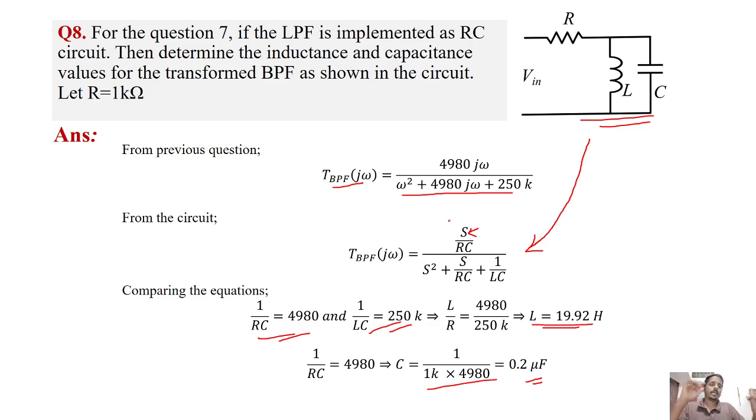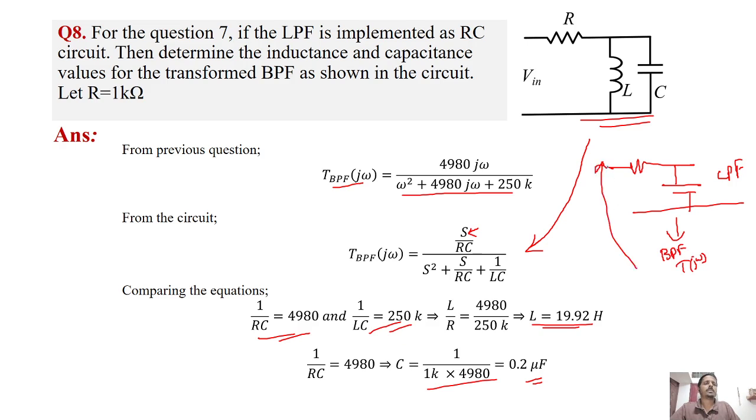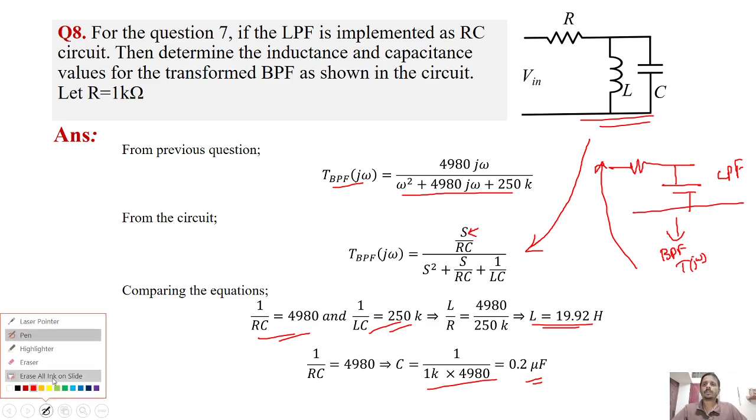Okay, so the beauty here is that I have a low pass filter, and from there I just transformed to a bandpass filter transfer function, and I just implemented that bandpass filter. That's it. That is the takeaway of questions 6 to 8. So I guess it's clear.